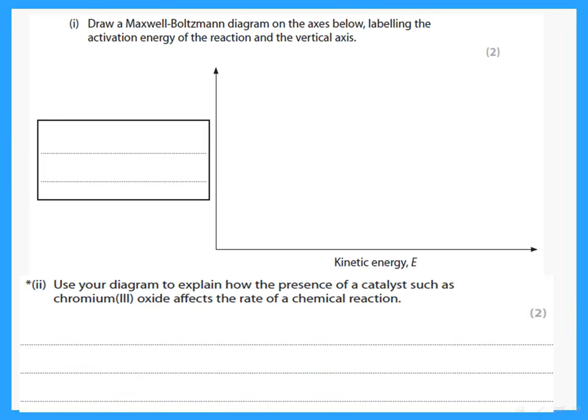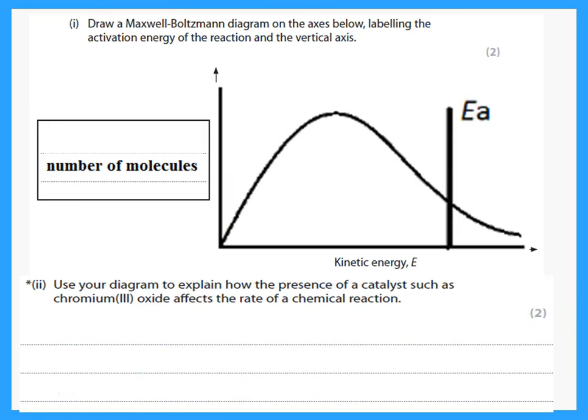Draw a Maxwell-Boltzmann diagram labeling the activation energy and the vertical axis. Well, the vertical axis, remember, it is the number of molecules. The activation energy is the amount of energy after which any particles will react. So it is usually in that part of the graph.